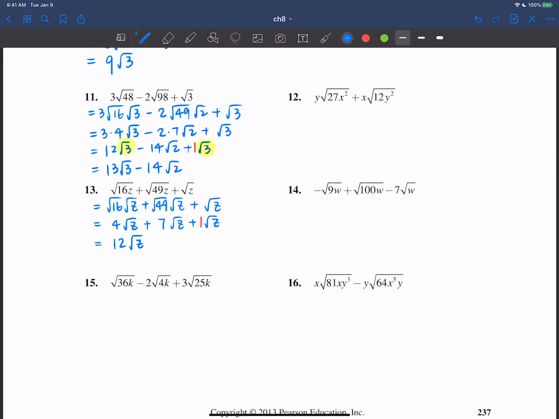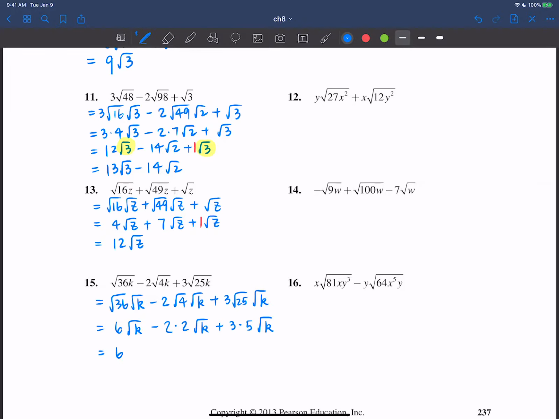Number 15. Very similar to number 13. So I will break them into radical 36, radical k, minus 2, radical 4, radical k, plus 3, radical 25, radical k. And then simplify. We got 6 radical k minus 2 times 2 radical k plus 3 times 5 radical k. Don't be lazy. Write down all the steps. It will help you avoid careless mistakes.